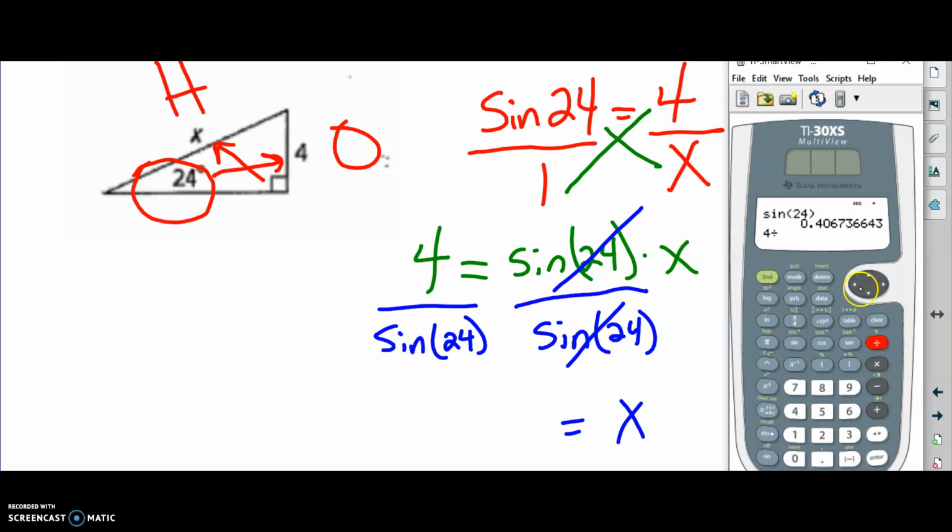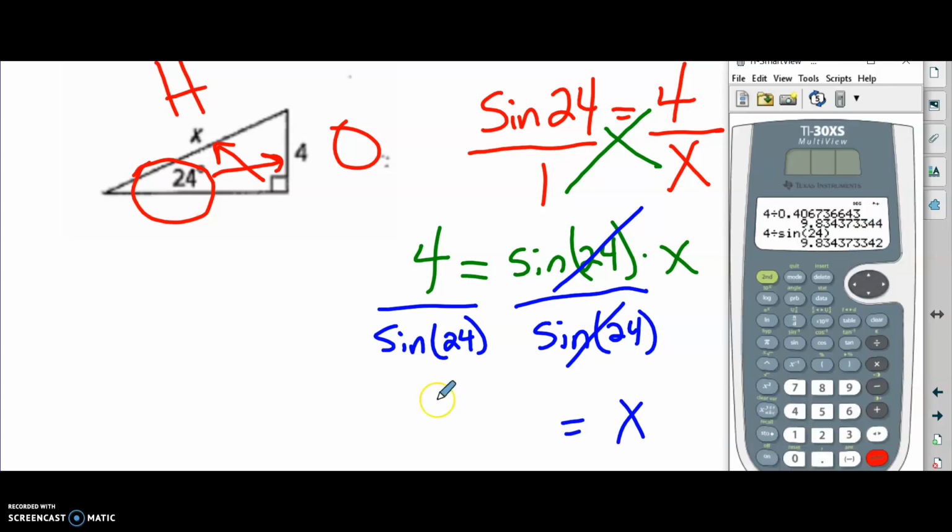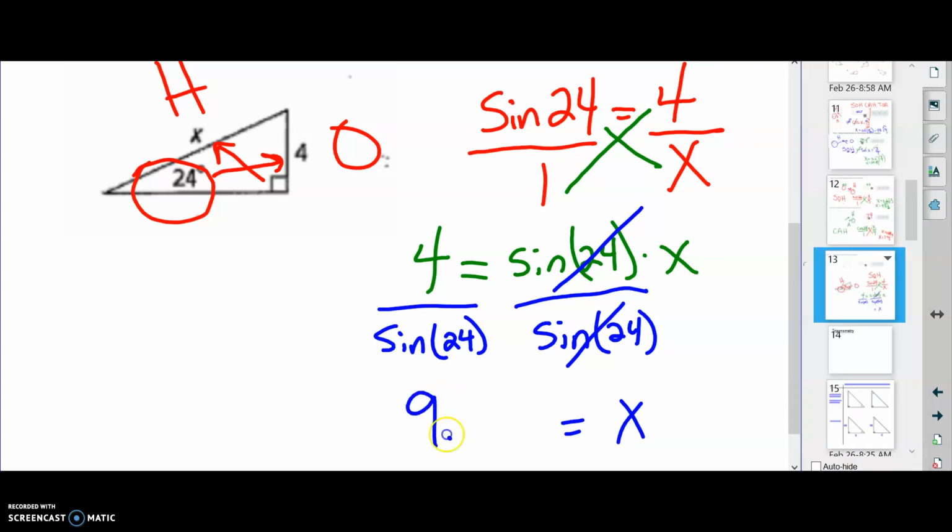So on your cell phone, you're going to have to write it down. I would definitely write it all down. On my calculator, I can just go up and highlight it and hit equals. Or on my calculator, I could also just type it in all at once. 4 divided by sine 24. If you have your cell phone, though, you're going to have to do it a little bit different. So practice, please, so you know how to do it. So 9.83. And if I round to the nearest tenth, the 3 is smaller than 5. So that means we just leave it 9.8.